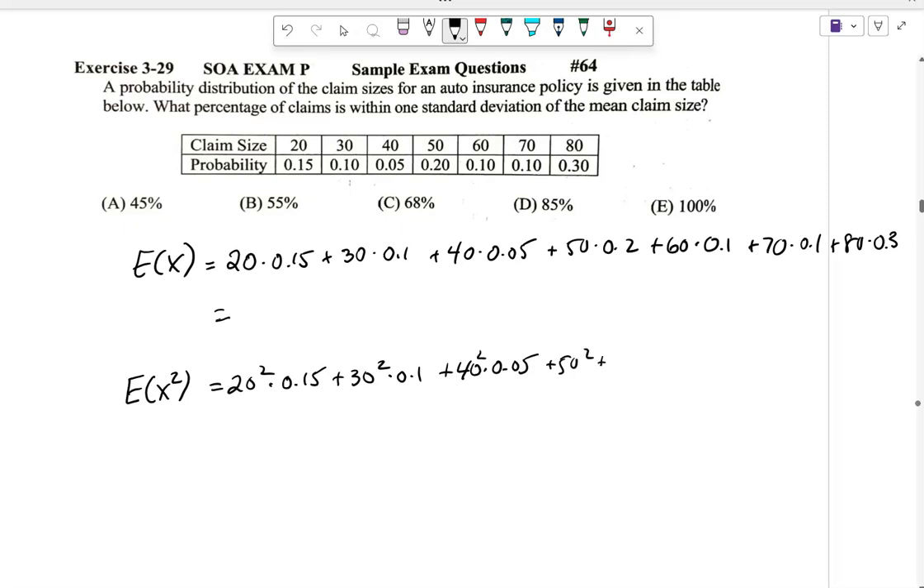So my squares. Anybody get the first one yet? 55. Hey, I even said 55 a minute ago.